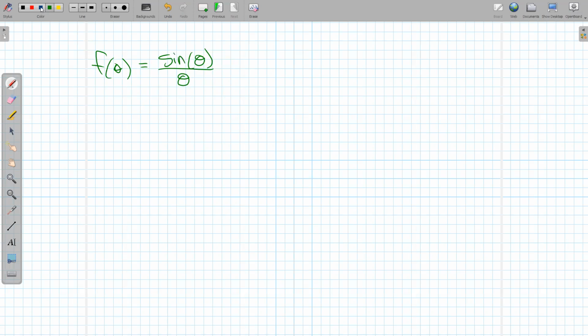So I want to know for this function, what is the limit as theta goes to 0 of the sine of theta over theta? What is this thing? Now, if I try to apply the quotient rule here, the quotient rule says you can use it as long as the limits exist and the denominator is not 0. But the denominator is clearly 0 here, so the limit laws do not apply. So I have to try something else.